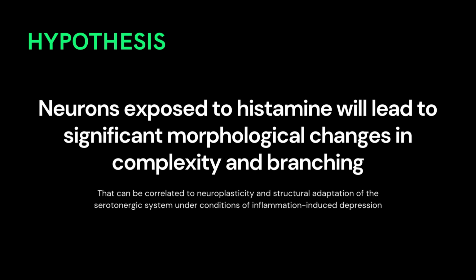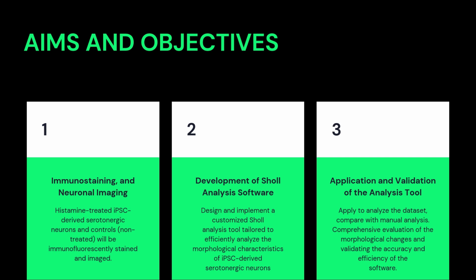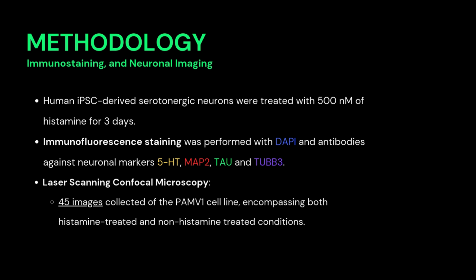In order to test the hypothesis, we will have three main objectives and aims. So first, we will perform immunostaining and imaging of both histamine-treated and control iPSC-derived serotonergic neurons. Secondly, we will develop a Scholl analysis software that is customized to analyze the morphological characteristics of these neurons. And finally, we will apply this tool to analyze the dataset and compare its performance with a manual analysis baseline.